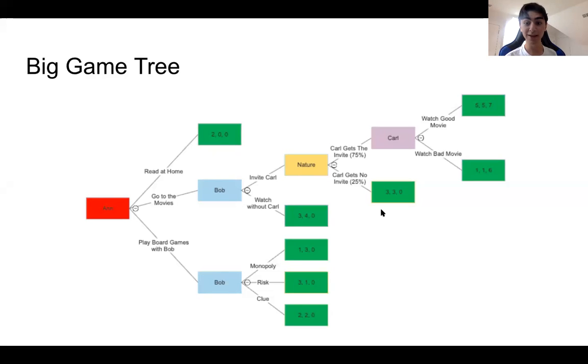So there's a 25% chance that it glitches out and Carl does not get the email. However, if he does get the email with 75% chance, then Carl gets to choose the movie. Carl can basically watch any movie anytime, so he will get a very little difference in payoff from watching a bad movie versus watching a good movie. So how do we think we have to do this? Where should we start?